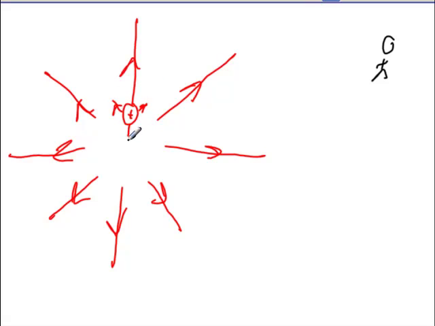So in close, my fields should look just like fields radiating away from the charge. But they have to do a little jog here to line up with the fields farther away.